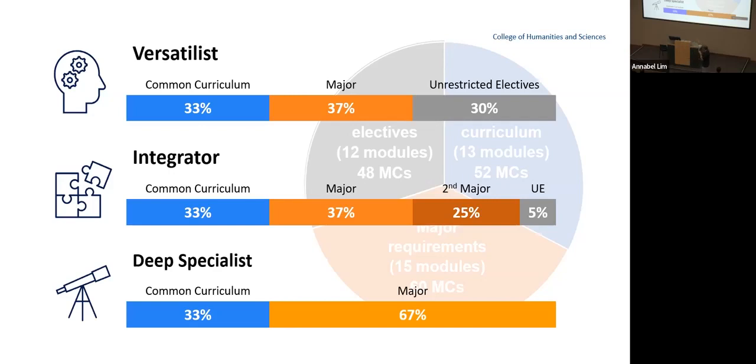Or it could be a deep specialist, meaning that you spend your last third on the major as well, right? Meaning that you maybe pick up one or two specializations within the major. That is a possibility. All right. So the CHS structure allows you this flexibility to be one of the three different categories that is being mentioned over there.